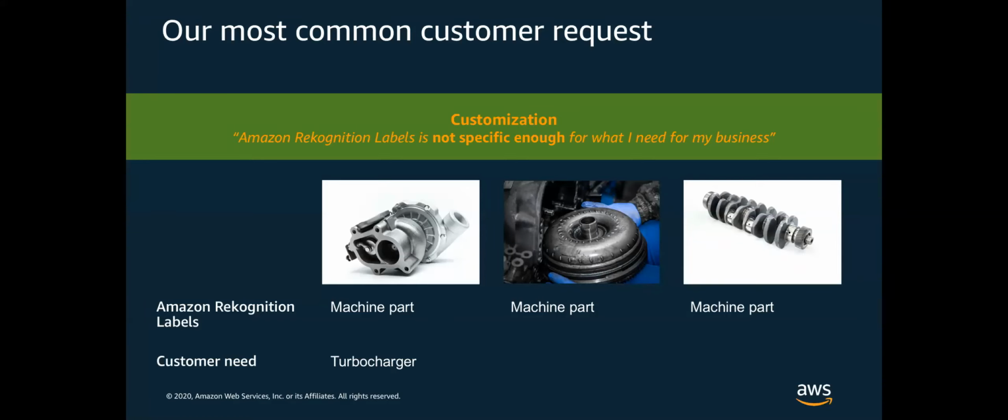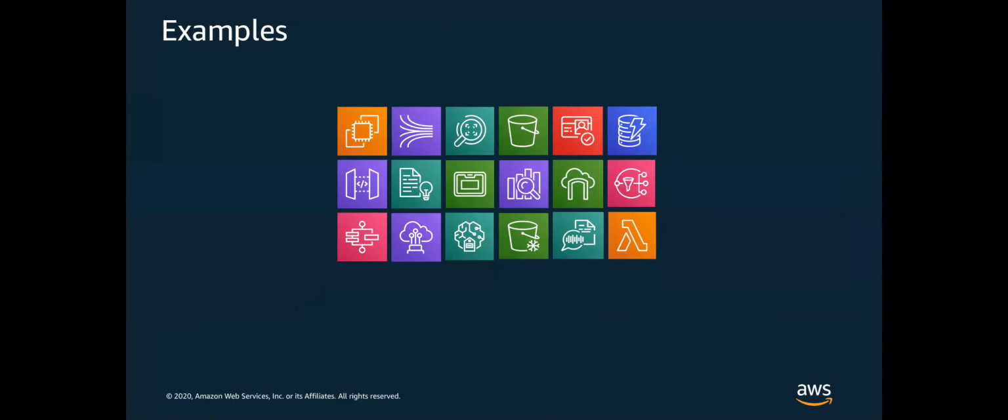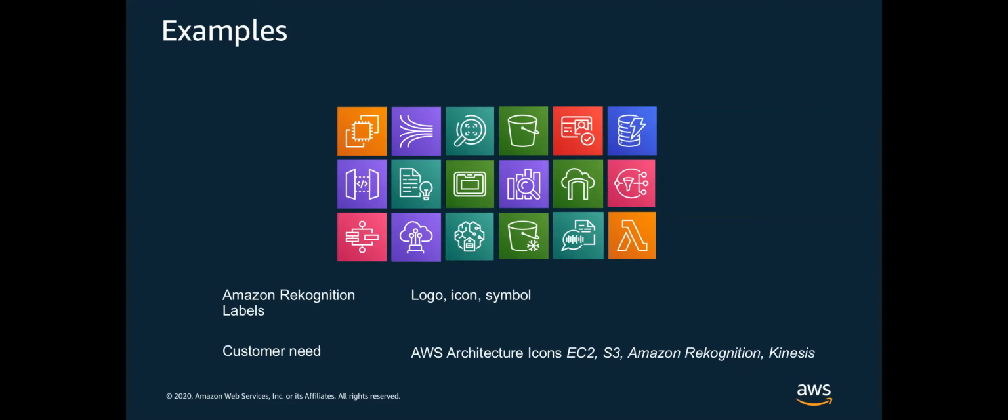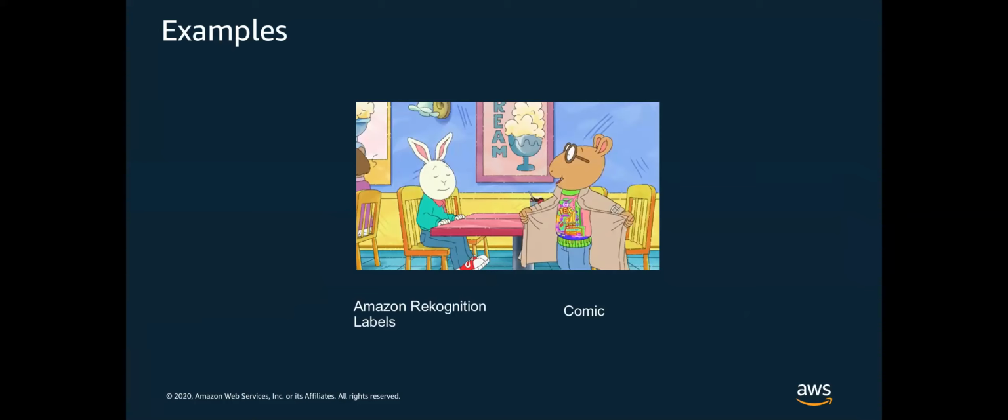But a lot of times, it would be a lot more interesting if you could detect that the first image is a turbocharger, the second is a torque converter, and the next is a crankshaft. Similarly, you send logos like these to the Rekognition Labels API, you get something like logo or icon or symbol. It'd be a lot more interesting if you could actually detect whether this is an EC2 logo or S3 logo and so on. Similarly, for animated characters, if you send this to Rekognition, you get something like comic, but you can build more useful applications if you can really detect that there are Arthur and Buster in this image.